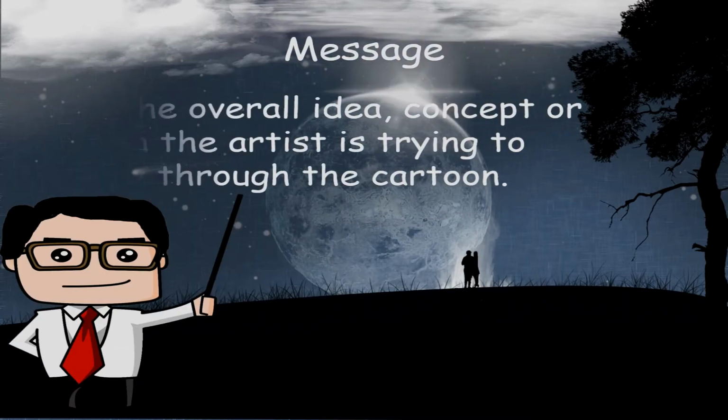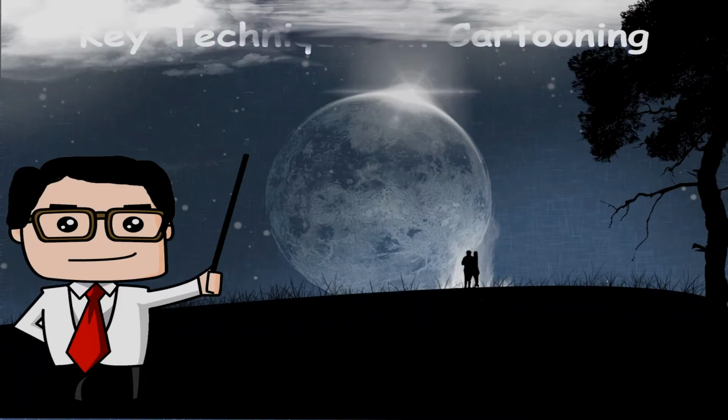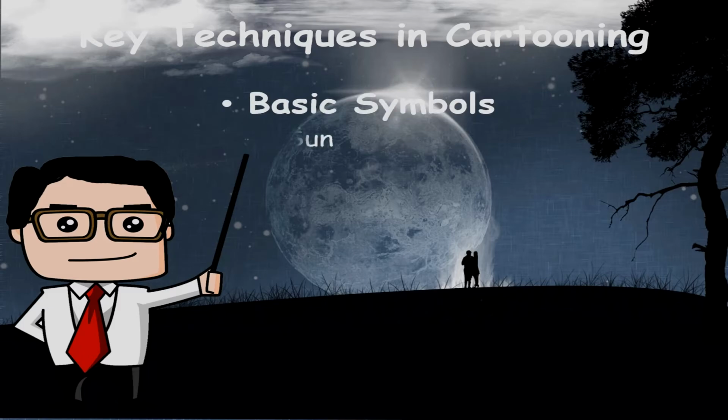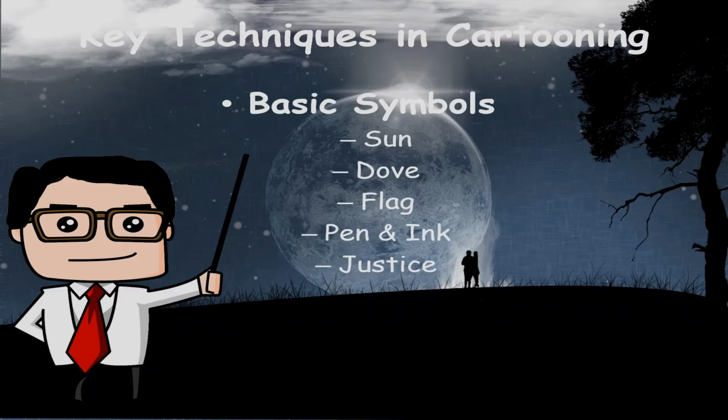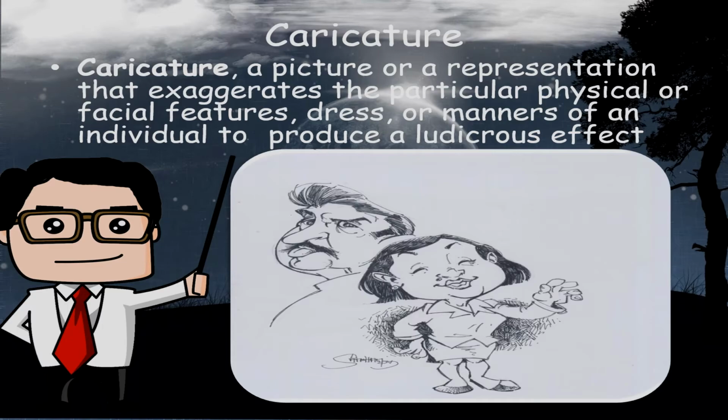Message. It is the overall idea, concept, or opinion the artist is trying to convey through the cartoon. Key techniques in cartooning. Number 1, basic symbol: sun, dove, flag, pen and ink, justice, freedom, war. Caricature. Caricature is a picture or representation that exaggerates the particular physical or facial features, dress, or manners of an individual to produce a ludicrous effect.